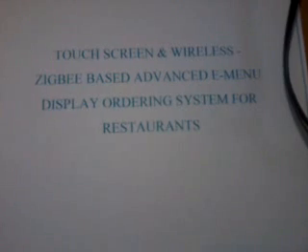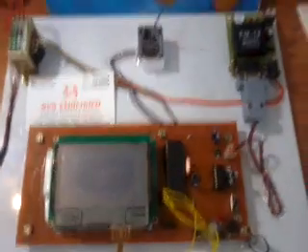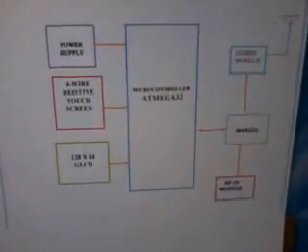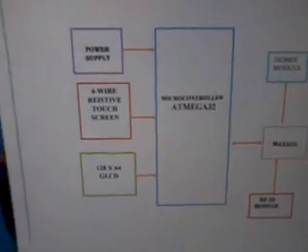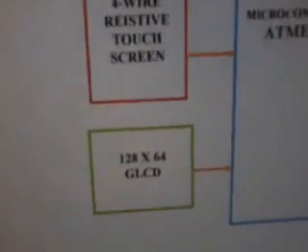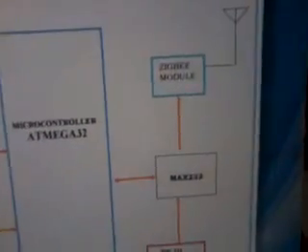The project title is called Touchscreen and Wireless Zigbee based Advanced E-Menu Display Ordering System for Restaurants. In this project I used three modules. One consists of node 1, called table 1: an ATmega32 microcontroller, power supply, 4-wire resistive touchscreen, 128 x 64 graphical LCD and one Zigbee module.